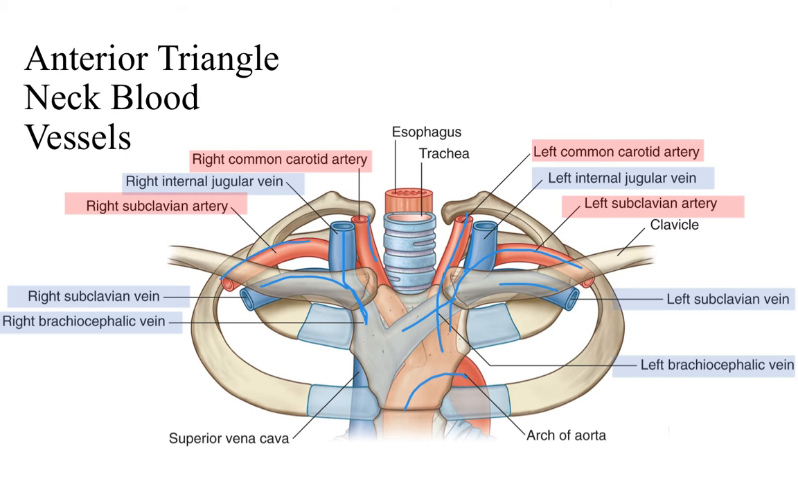Now remember that on the right side, the common carotid artery and the subclavian artery don't come directly off the aortic arch like they do on the left side. They come off of the brachiocephalic artery. So the brachiocephalic artery is not part of what is in the anterior triangle neck blood vessels, but the ones that branch off, the right common carotid and right subclavian, are. So just something to make note of.